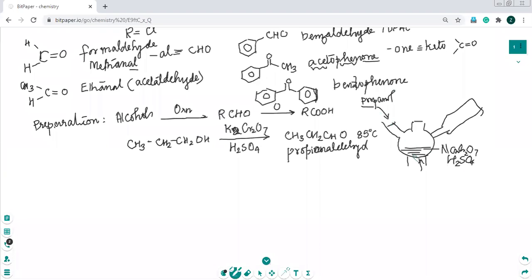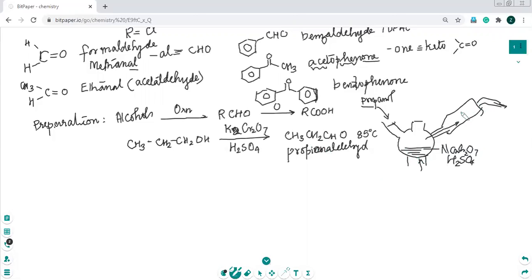So the moment the propanol is added, it starts oxidizing, and the moment the aldehyde is formed, it gets evaporated and enters the condenser, condenses here, and goes out. If it remains inside the reaction mixture, it will be converted into the corresponding carboxylic acid.